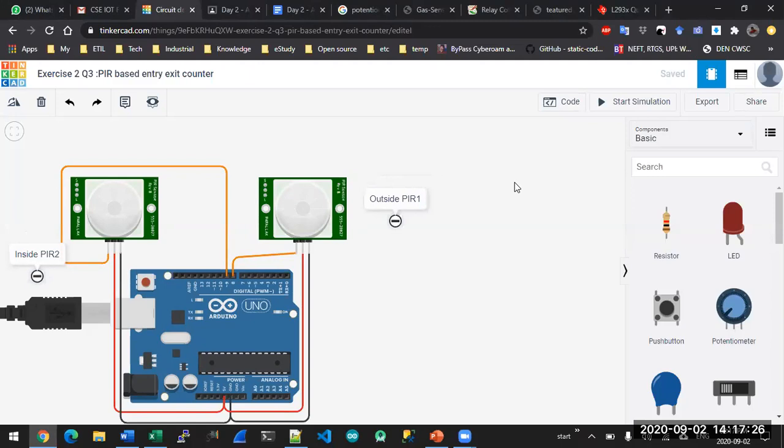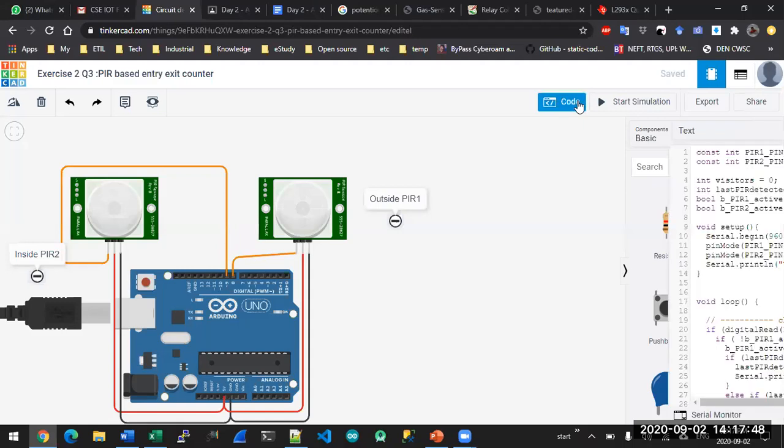If the first sensor is activated before the second, that means a person is starting to enter. After that, if the second sensor is activated, that means the person has entered the room. Similarly, for the exit, the person will first cross the inside sensor and then the outside sensor. So you can see the code here.